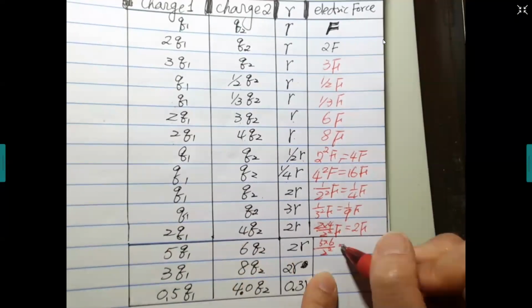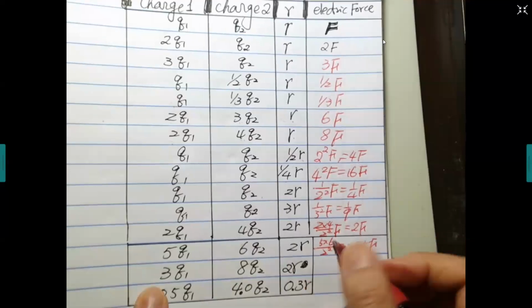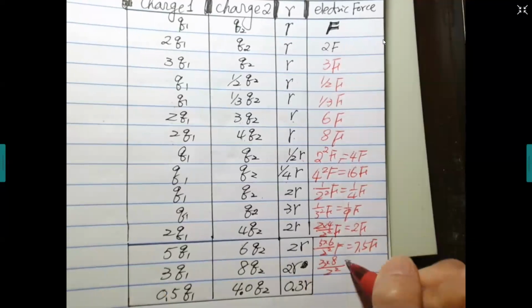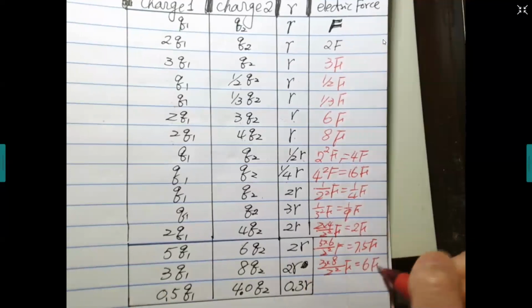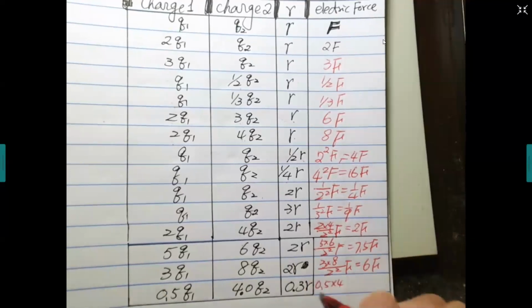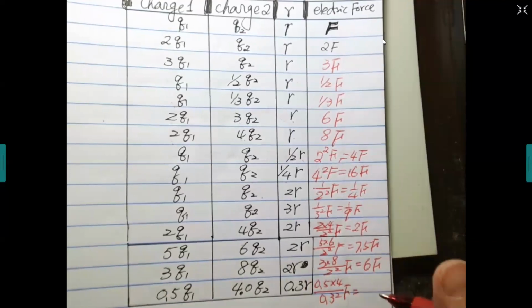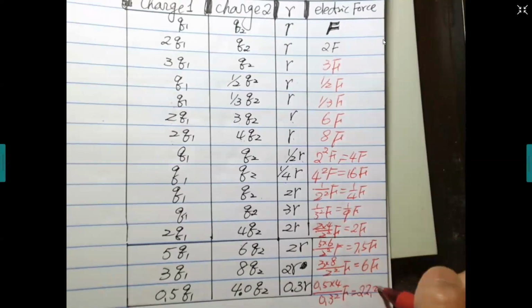So it becomes 7.5 F. And this one right here becomes 3 times 8 over 2 squared of the original force, so it becomes 6 times. And this one here is 0.5 times 4 divided by 0.3 squared times F. So it would be 2 over 0.09. It becomes 22.2 F.